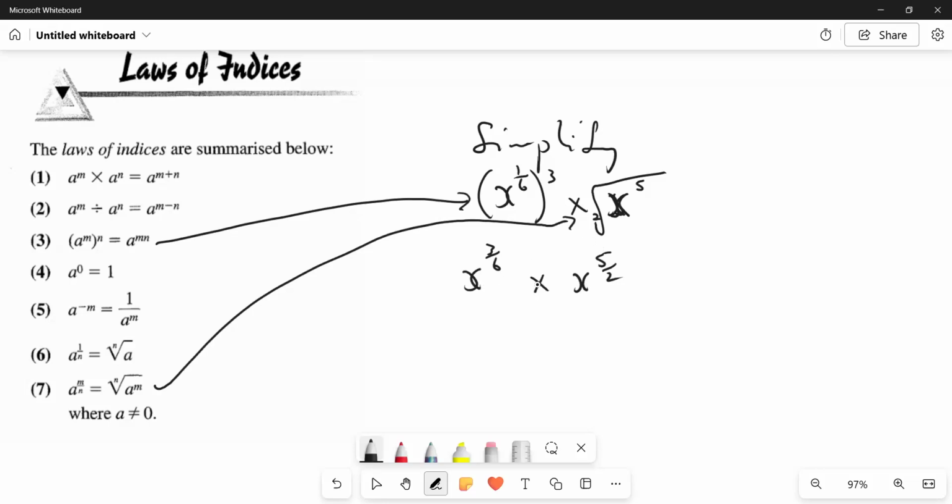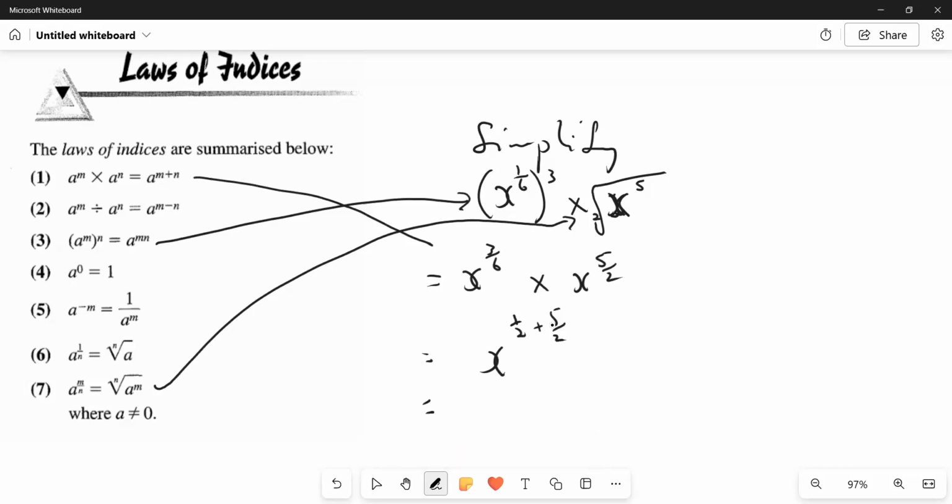And now we can add these two up, right? So this is equal to x, going with the first rule back now, and you add 3/6, which is half, plus 5/2, which is 2.5. Half plus 2.5 gives x to the third power. So we're making use of the different laws.